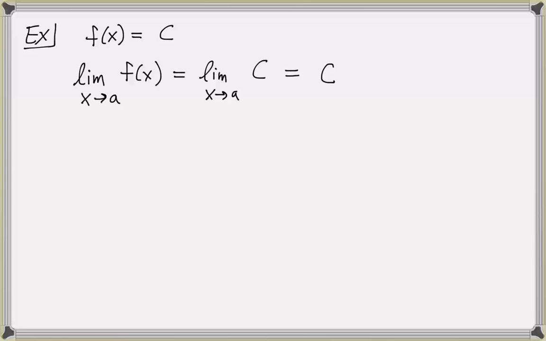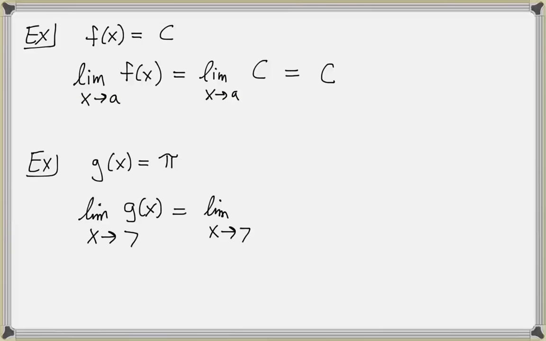So for a more concrete example, consider the function g of x defined as g of x equals pi. So pi is a constant. It's about 3.14. So let's look at the limit as x approaches 7 of g of x. Well, g of x just equals pi for any value of x. So as x gets closer and closer to 7, pi is getting closer and closer to pi. It's just equal to pi for any value of x. So this limit would just equal pi.